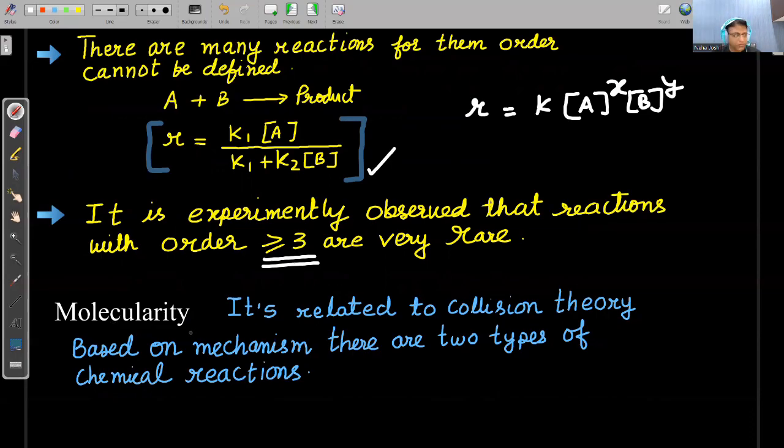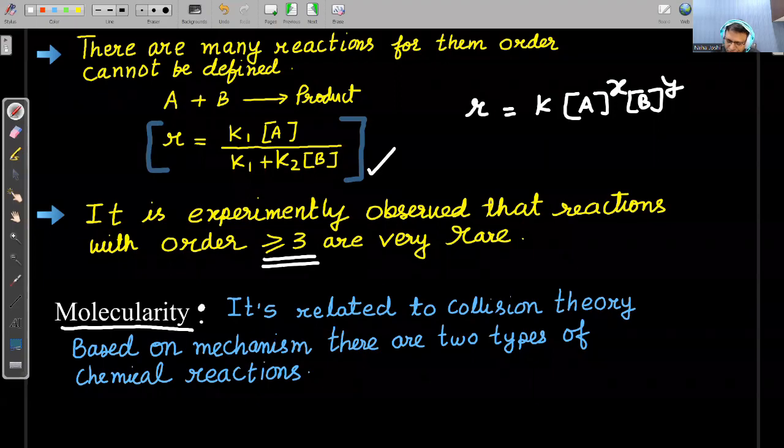Let us discuss molecularity. This molecularity is a theory, but that theory is based on some experiment. You are not going to follow a theory which does not have any experimental proof. So it is a theory, but keep in mind that it has experimental proof. It is related to collision theory, based on mechanism.